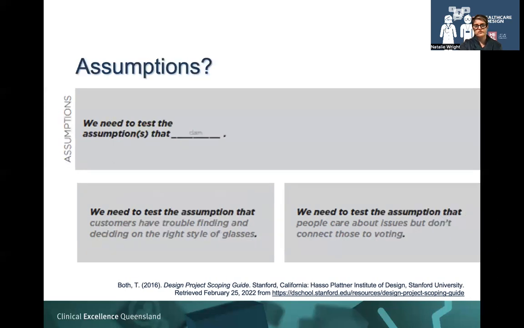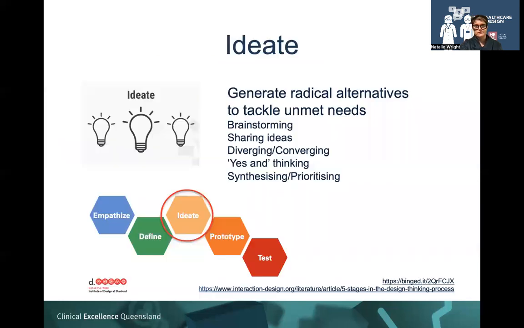Very clear goals. And assumption-wise, we need to test the assumptions that, for example, we need to test the assumption that customers have trouble finding and deciding on the right style of glasses. So once you've written down all the answers to those questions, you can form that how might we question. And that's then going to give you a great pivot point to then generate some solutions in the ideate phase.